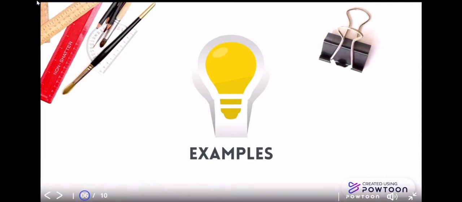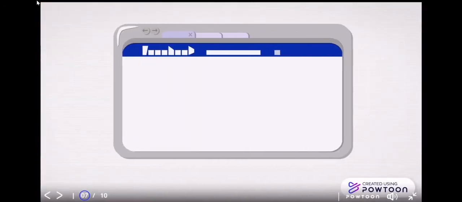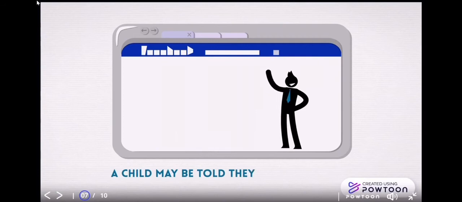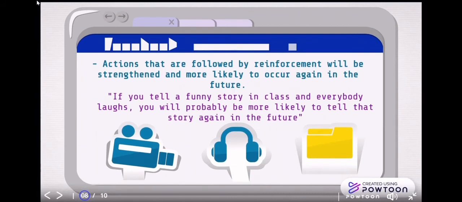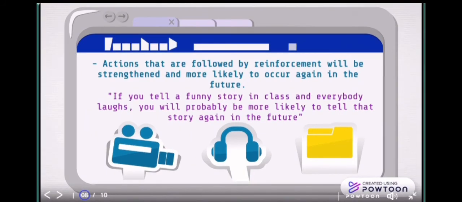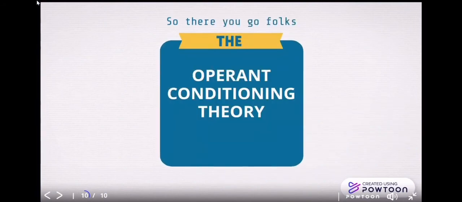These are a few examples of operant conditioning theory. A child may be told they will lose recess privileges if they talk out of turn in class. Or maybe, if you tell a funny story in class and everybody laughs, you will probably be more likely to tell the story again in the future. These actions, when followed by reinforcement, will be strengthened and more likely to occur again in the future. And this is my explanation for operant conditioning theory.